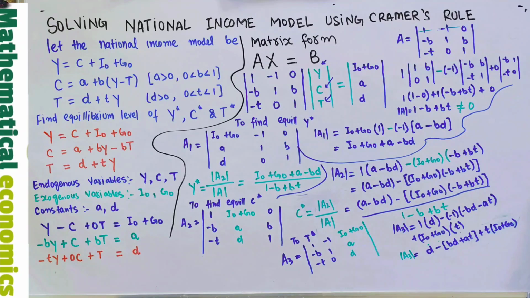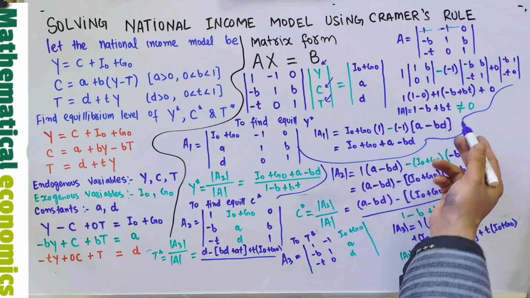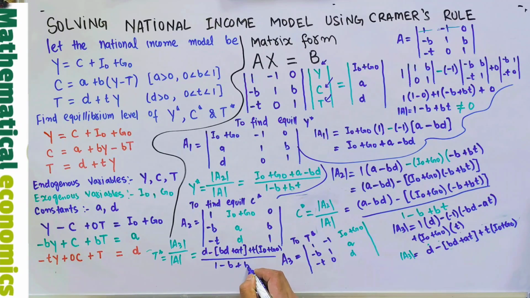Now the equilibrium level of tax will be, and I apologize if I have made any mistake in calculating the value of A3 or any value, I am just doing it as a human. So A3 is d minus bd plus 80, plus t times (I naught plus g naught). To this we divide by A. What is A? A is the determinant of the coefficient matrix, which is 1 minus b plus bt.